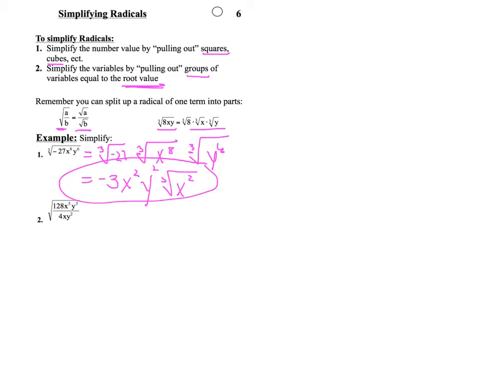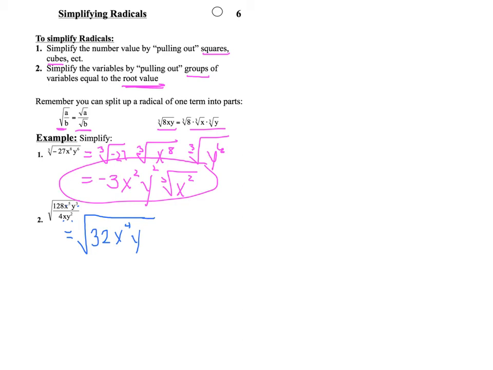For the next one, if I were to leave this under one radical and simplify it first, because 128 is divisible by 4, I would divide that first. So if I divide it, I'm going to get the square root of 32. X to the 5th divided by x is going to give me x to the 4th. And y to the 3rd divided by y squared is going to give me 1y on top.